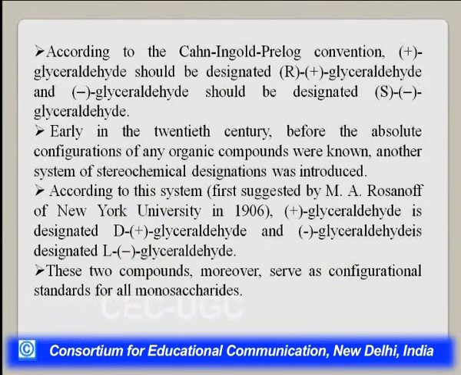Earlier in the 20th century, before the absolute configuration of any organic compound was known, another system of stereochemical designation was introduced. According to this system, first suggested by M. A. Rosanoff of New York University in 1906, plus glyceraldehyde is designated as D-plus, and minus glyceraldehyde is designated as L-minus glyceraldehyde. These two compounds serve as the configurational standard for all monosaccharides, so we can relate other monosaccharides to D-glyceraldehyde and L-glyceraldehyde.